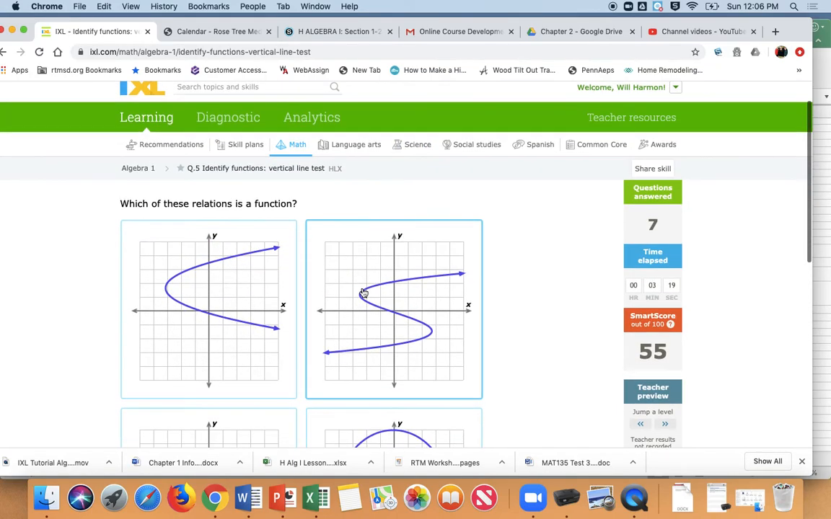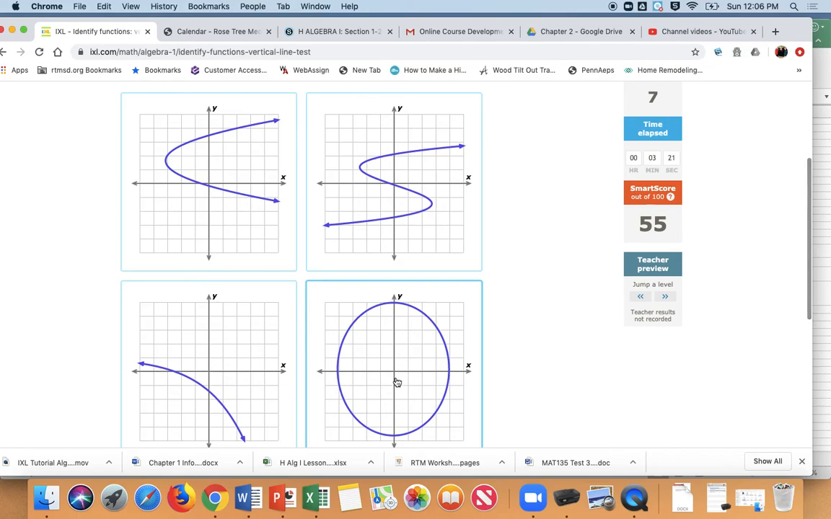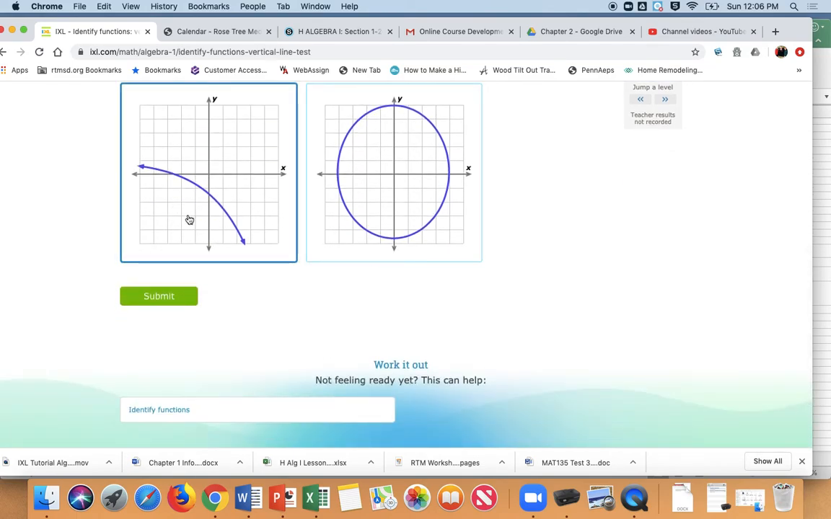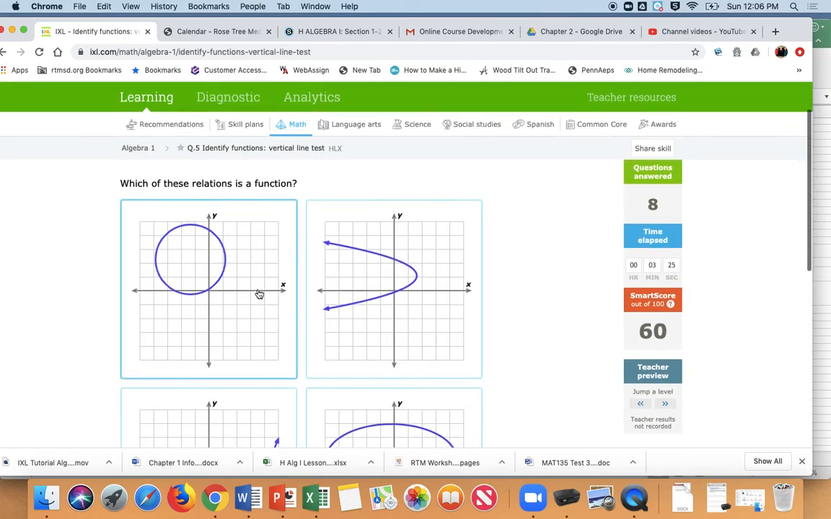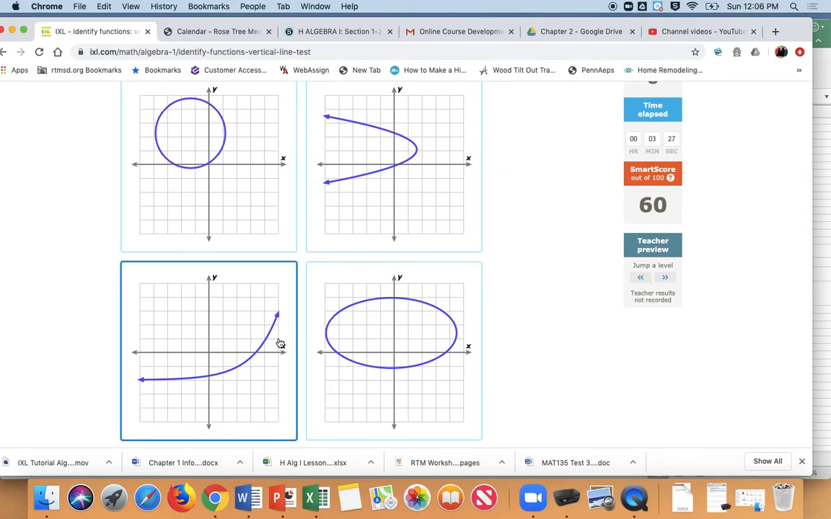What about this one? Not a function, not a function, not a function, function. Okay? When you get really good, you can just look at it and see. Like, I already know this one's a function because that's a circle, and that one's not a function. It's a sideways U or like a C.